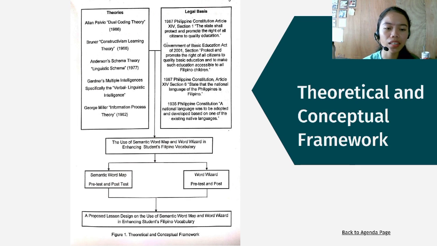So this is the theoretical and conceptual framework used by the researchers to conduct the study on the use of semantic word map and word wizard in enhancing students' Filipino vocabulary. With the help of the theories and legal basis, they will be able to conduct the study. And as a result, it is a proposed lesson design on how to enhance the Filipino vocabulary of the students.